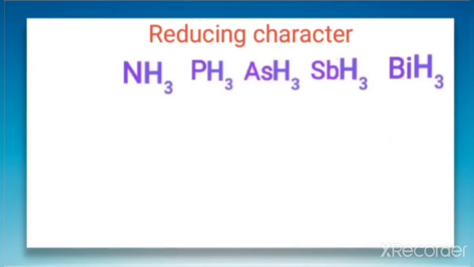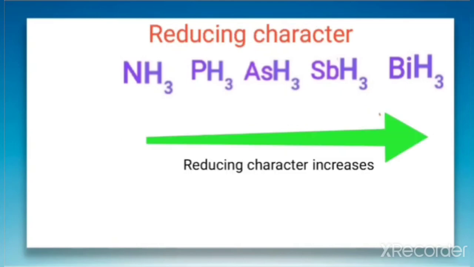Next, reducing character. Reducing character increases from top to bottom because, as we have just discussed, when the size of the central atom is increasing, the bond length is increasing. When the bond length is increasing, it is easy to break. And when it is easy to break, it gives H easily. So because of this, they have greater reducing character. That is, it increases from top to bottom.